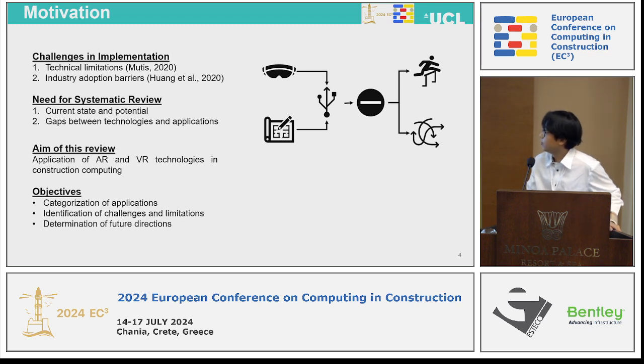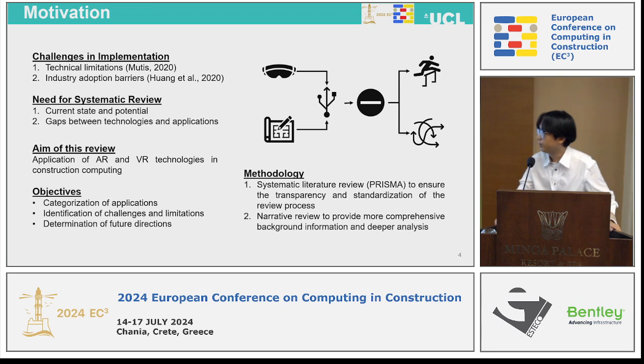So the aim of our review is to make clear the applications of AR and VR technologies used in construction computing. To achieve this, we separate three objectives. The first is to categorize the applications of these different technologies, and second, to identify their challenges and limitations when they are used in construction, and in the end, to determine the future directions.